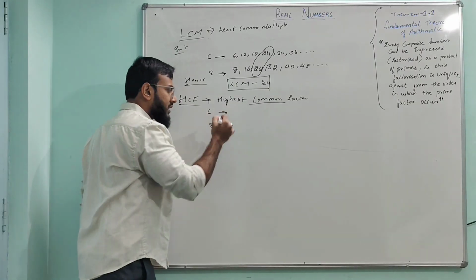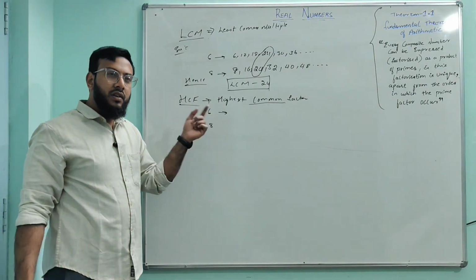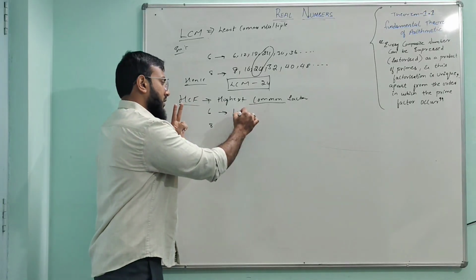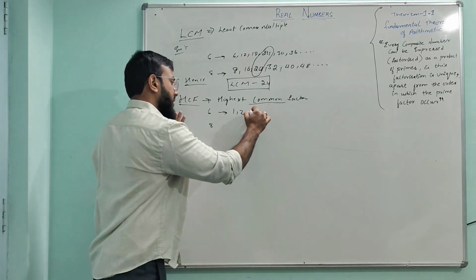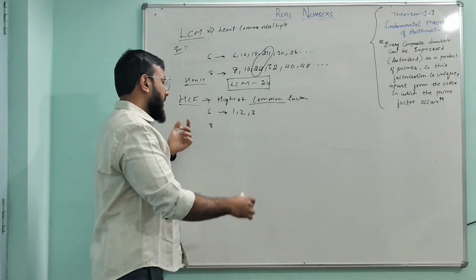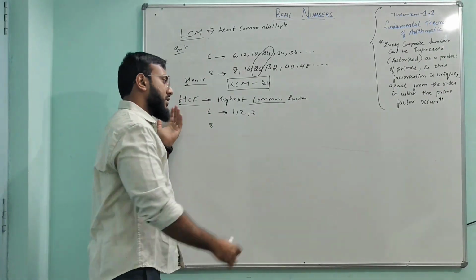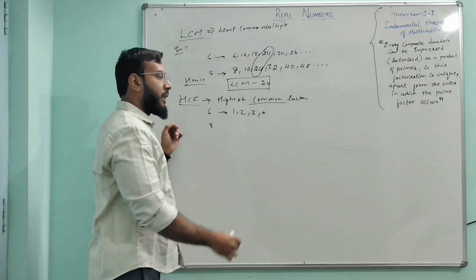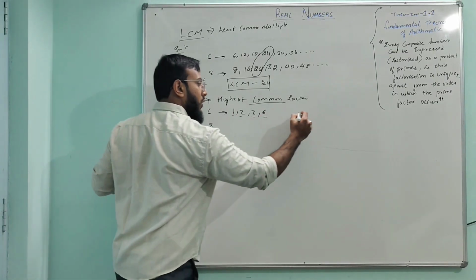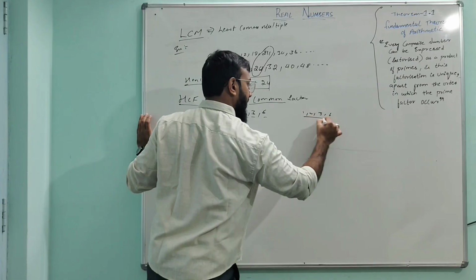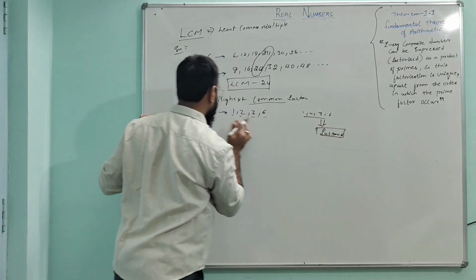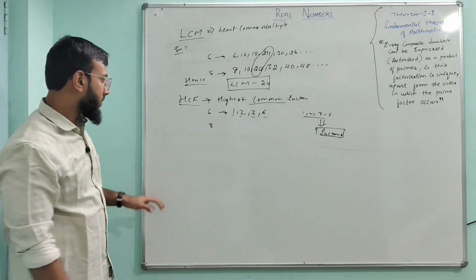6 is divisible in which tables? 1, yes. 2, yes, 2 3s are 6. 3, yes, 3 2s are 6. 4, 6 is not divisible by the 4 table, correct? Then 5, no. 6, yes, it is divisible by 6. These all are the factors. 1, 2, 3, 6, whatever I have written, these are called the factors of 6.